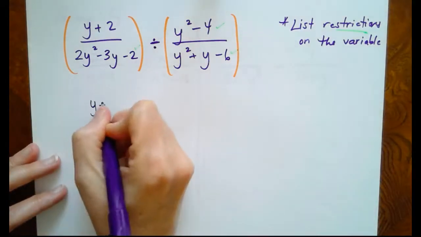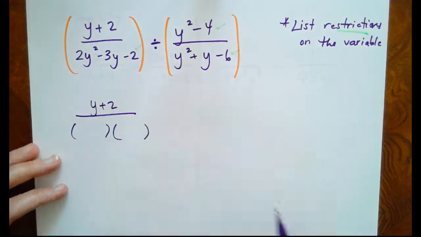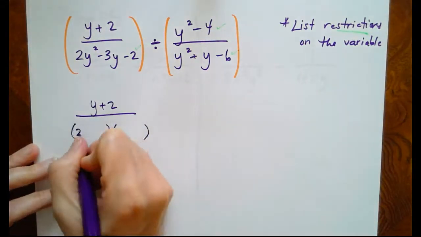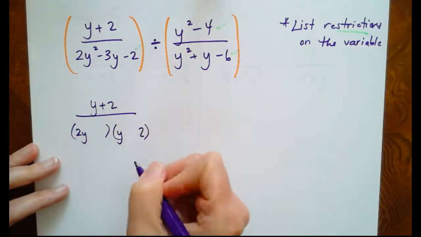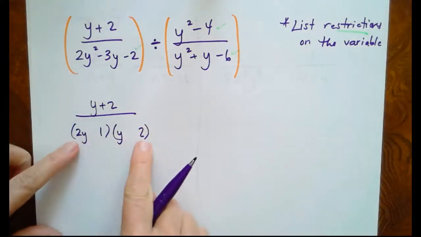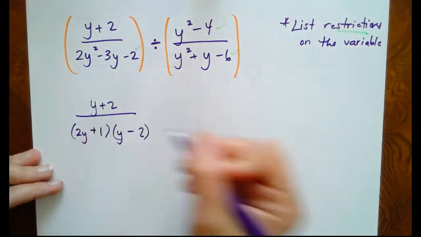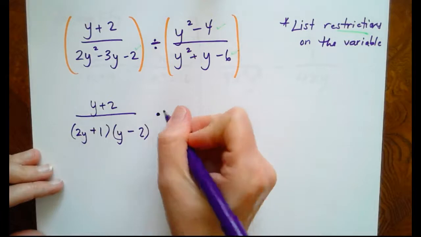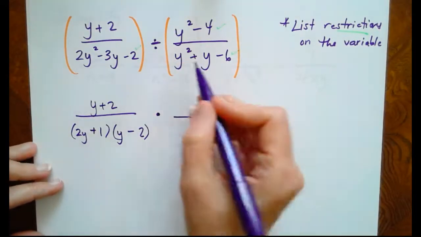So that's going to be y plus 2 over. Let's go ahead and see if we can factor this little guy. So it looks like it's going to be 2y, y, that'll give us 4. This will give us 1. 4 minus 1 is where we get the 3. So minus, then plus, changing the division to multiplication by the reciprocal.